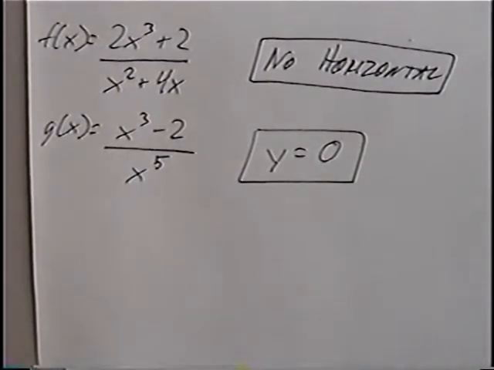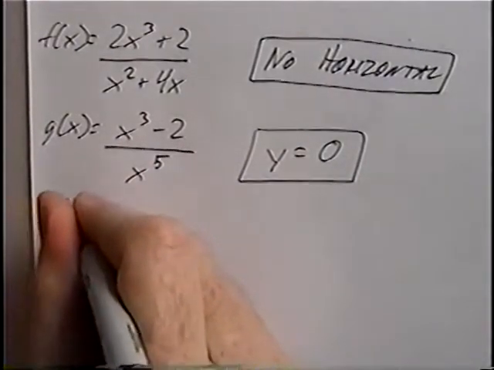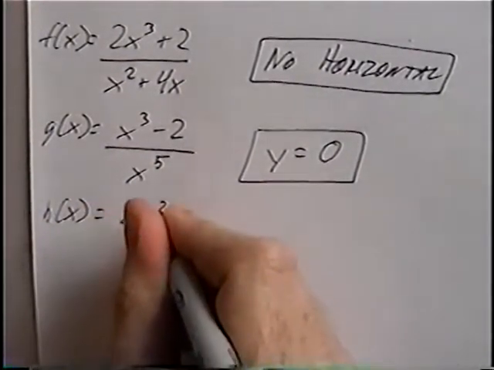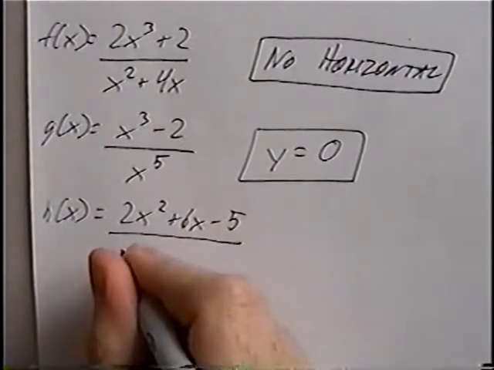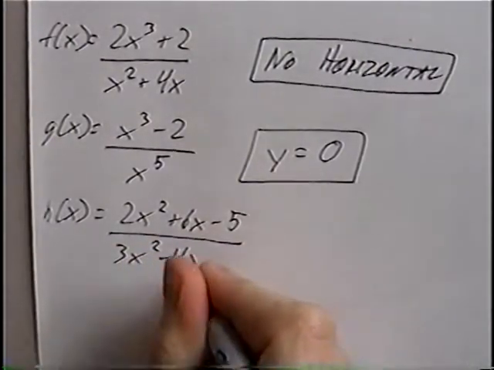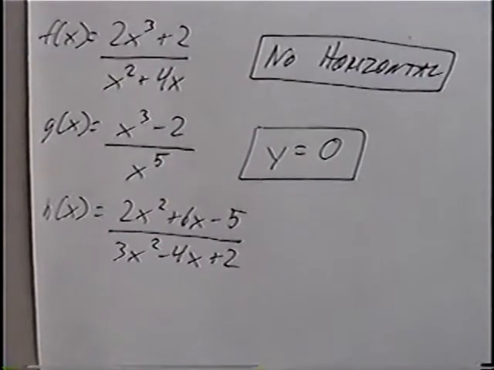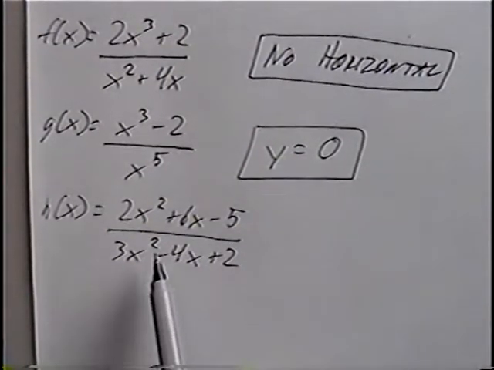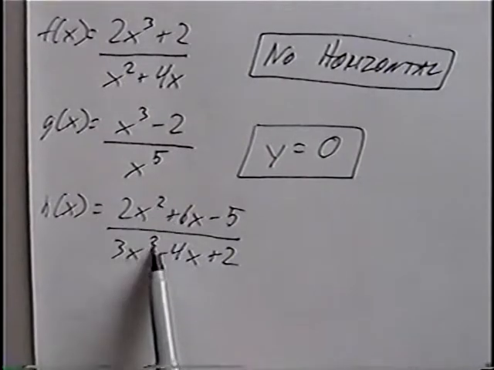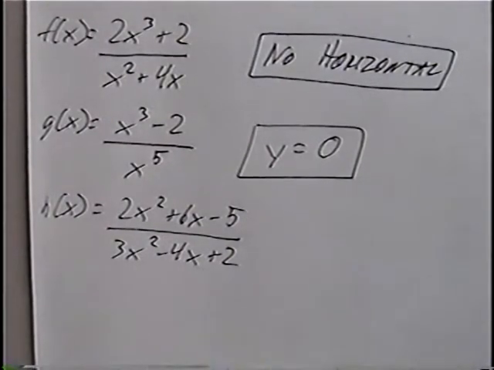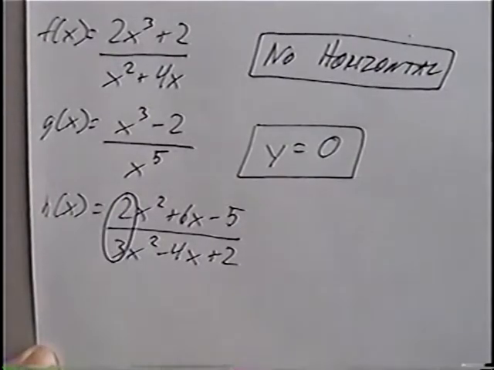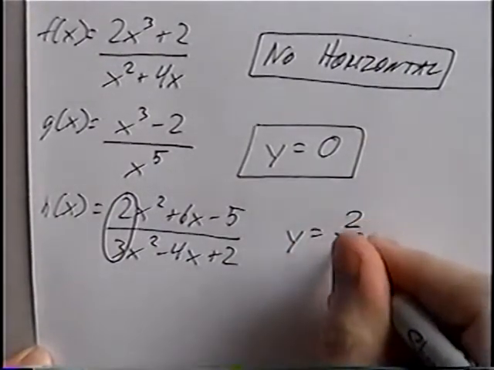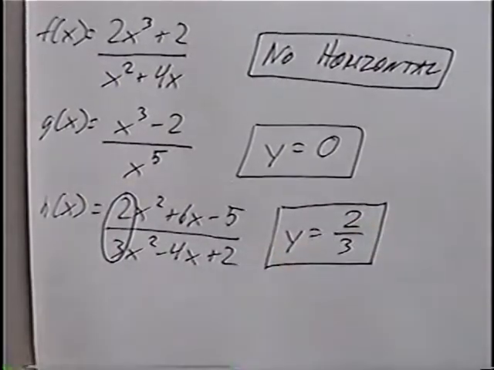And the last question for horizontal asymptotes is h of x equals 2x squared plus 6x minus 5 over 3x squared minus 4x plus 2. And again, for horizontal asymptotes, you look at the highest exponent or degree. In this case, they're both the same. The definition is a fraction for the leading coefficients. The leading coefficients are the number in front of the highest exponent. In this case, it's 2 over 3. So our horizontal would be y equals 2 over 3, or 2/3.